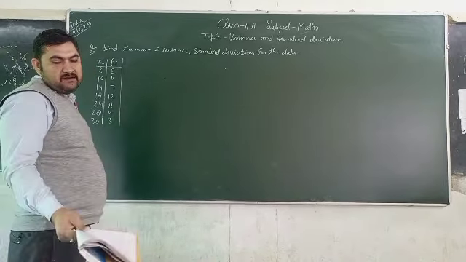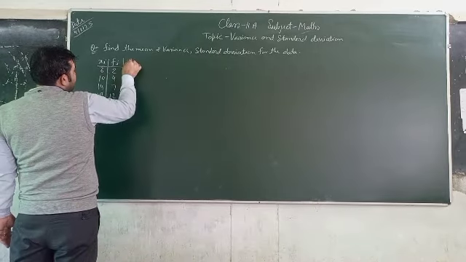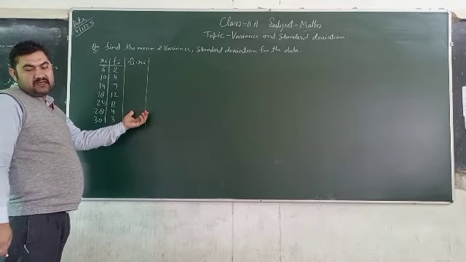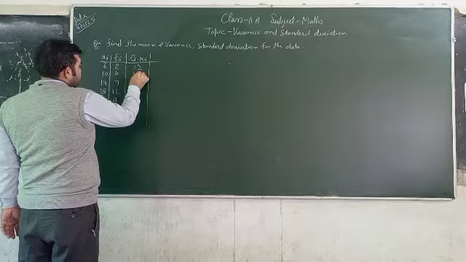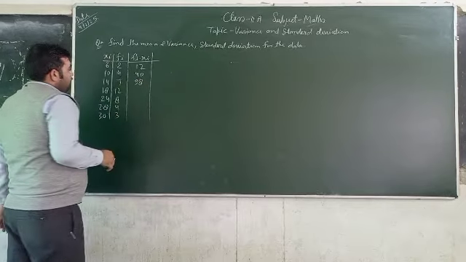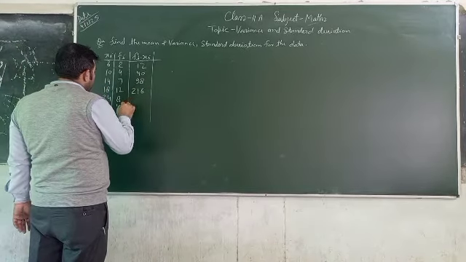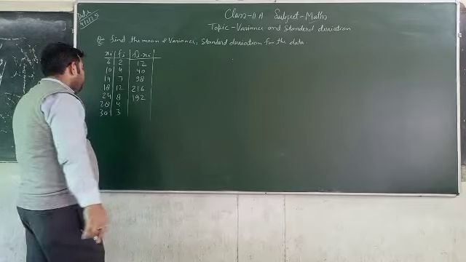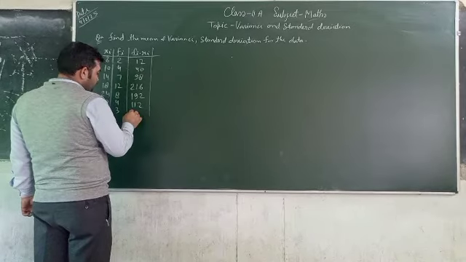First of all we calculate the mean of this data. To find the mean, we make the next column, fi into xi, the multiplication of fi and xi. First, 6 into 2, that is 12, 10 into 4, that is 40, and 14 into 7 that is 98, and 18 into 12, multiplying these gives 216, and 24 into 8 that is 192, and 28 into 4 that is 112, and 30 into 3 that is 90.